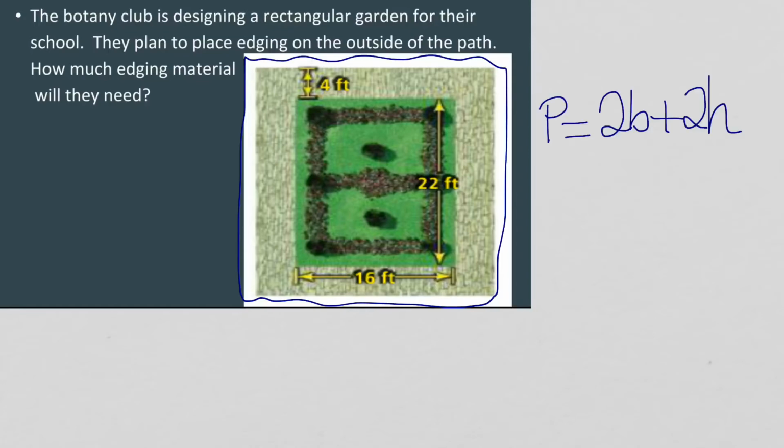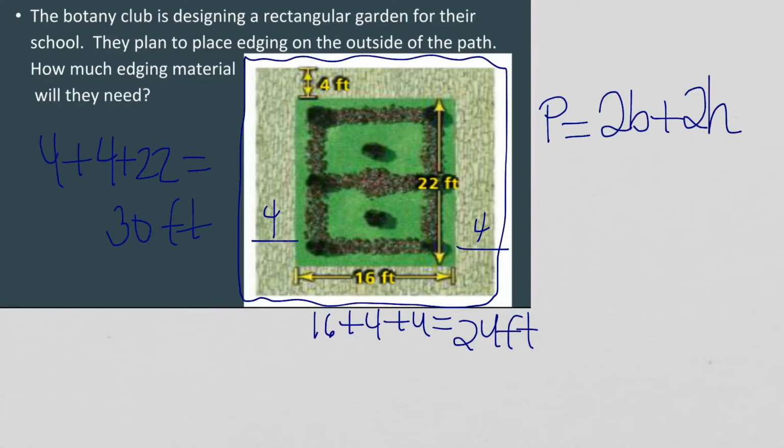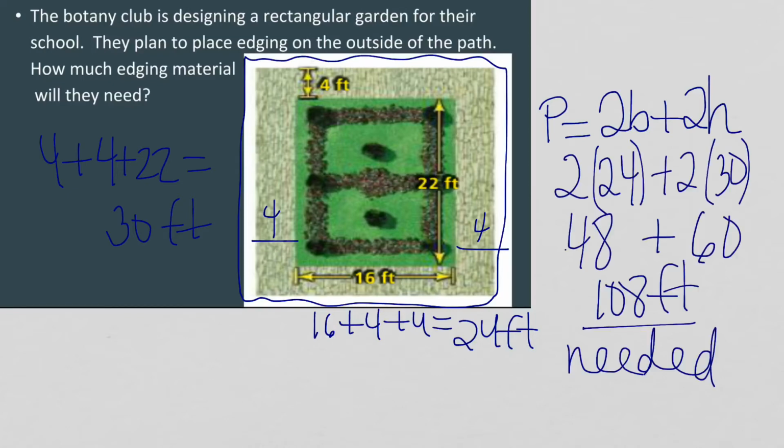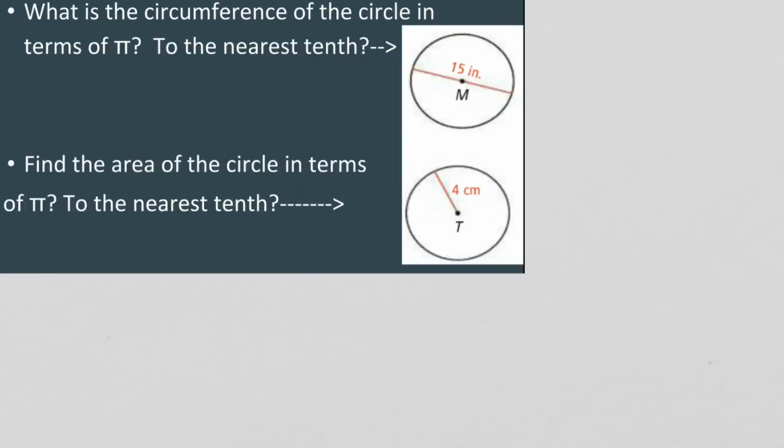All right, so let's figure out what this whole length is here. If you notice, it's 4 feet going all around. So if I wanted to find this whole length plus the 16, I get it to be 24 feet. I'm going to do the same thing from top to bottom. 4 plus 22 plus 4. That's 30 feet. I add them all up, and I'll get how much edging material we need. 108 feet are needed.